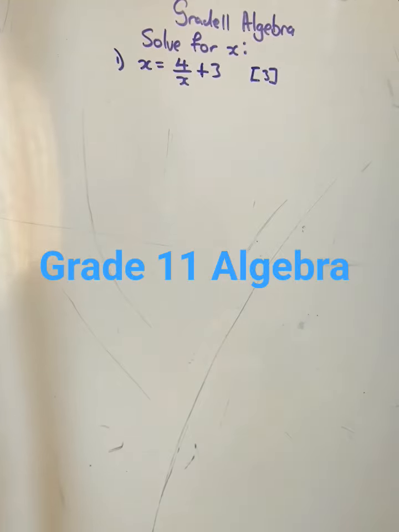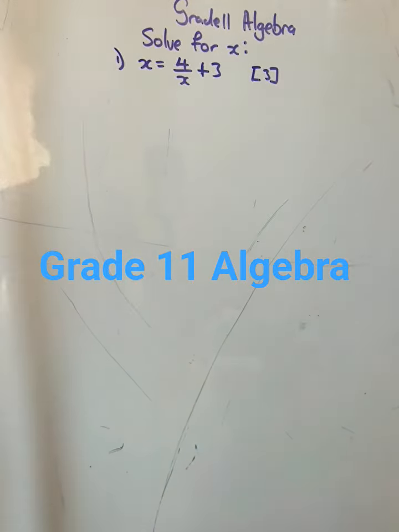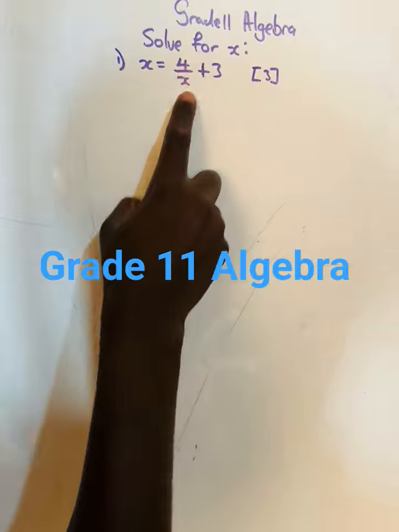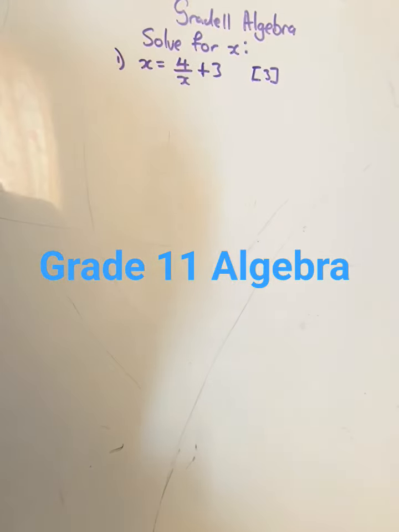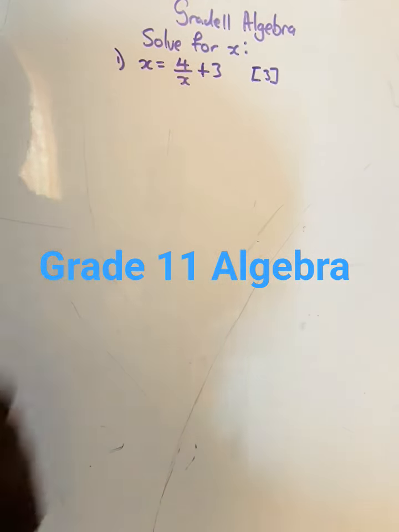All right, so here's a grade 11 algebra question. You were asked in this particular question to solve for x. So what were you given? You were given x is equal to 4 over x plus 3. So the first order of business is to dissolve this denominator.